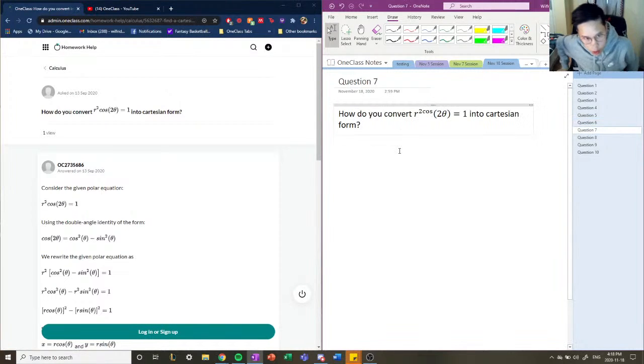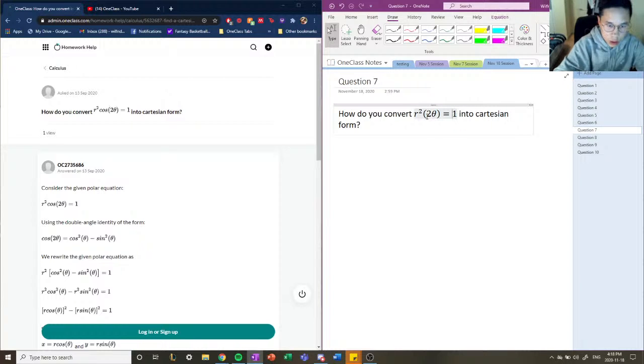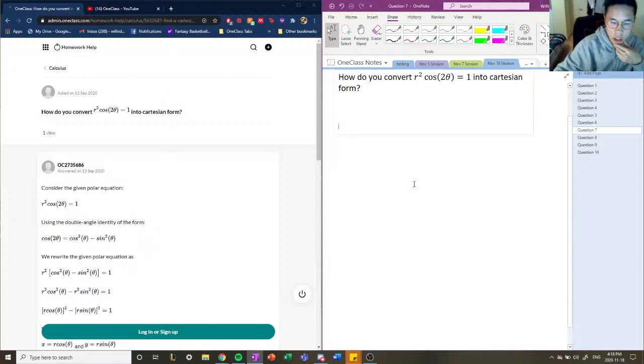All right, so how do you convert r squared times cos 2 theta equals 1 into Cartesian form? Wait, sorry, this should not be like this. There should be cos here. There you go.